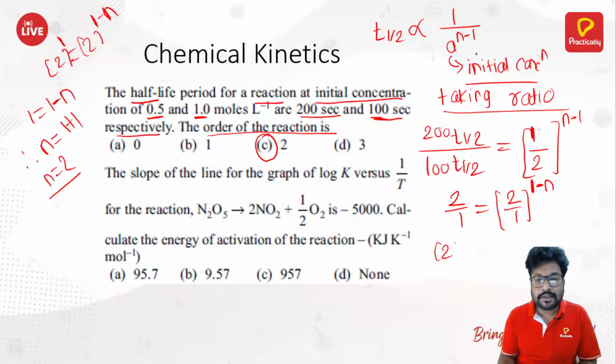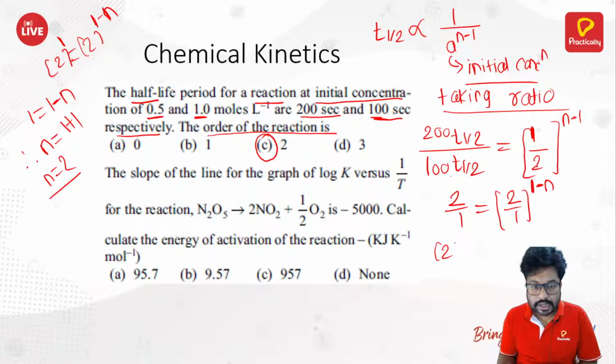See, t half is inversely proportional to the initial concentration, so I put those values: t half of 200 divided by t half of 100. Now, since they are inversely proportional, the concentration for the 200 t half comes here.